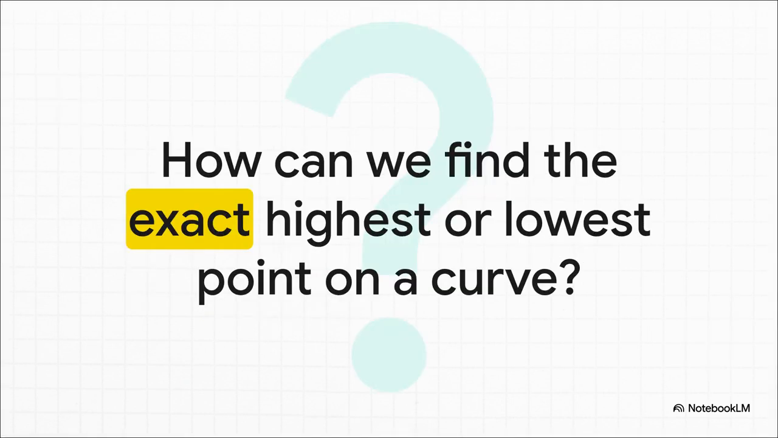And this leaves us with a really fascinating question to think about. We just built a machine that can find the slope anywhere on a curve. And we know that at the very top of a hill or the bottom of a valley, that slope has to be 0. So how can we use our new superpower to find the exact coordinates of those maximum and minimum points? Well, that's a story for next time.